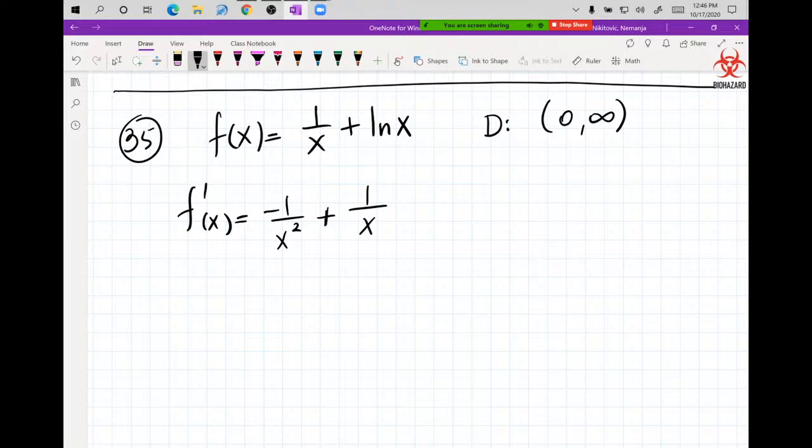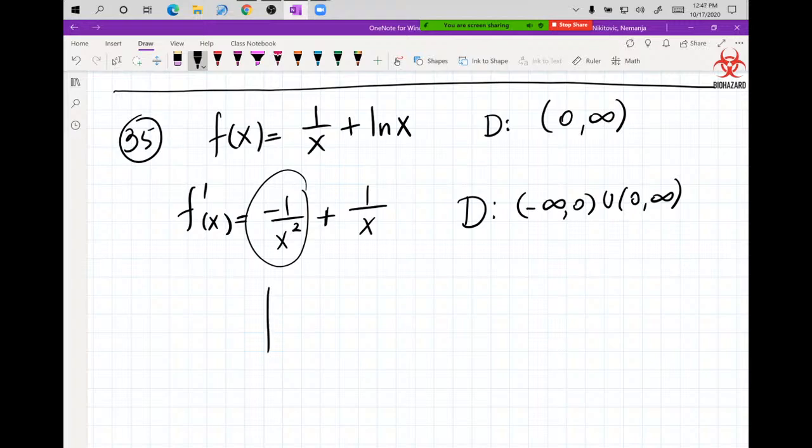Ooh. We just created a matter out of nowhere, huh? You see that this domain is actually -infinity to 0, union 0 to infinity, because this function graph says this. It has both positive and negative side. This function graph says this. Right?